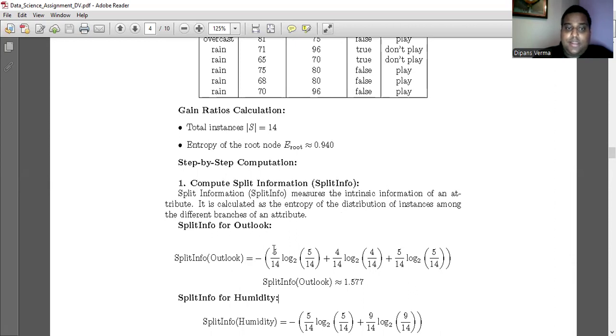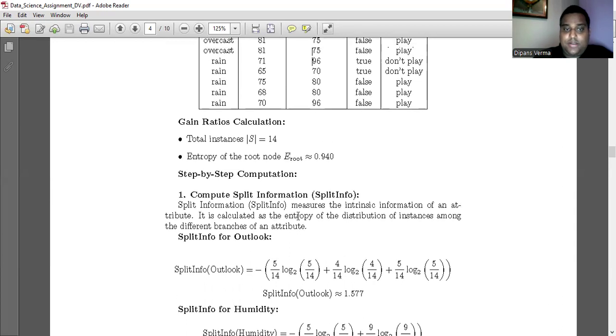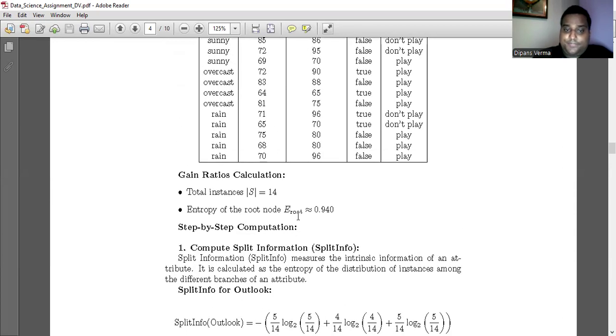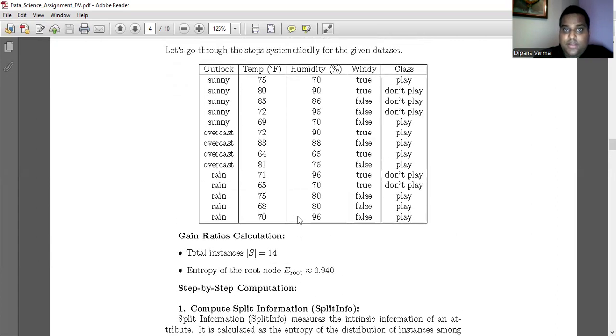In split information, you have to be very careful. In the above scenario we were taking entropy, but here we are directly taking log base 2 of 5 by 14. That means we are considering the total instances here. Here we are not interested in play or don't play. We are taking the whole value, because 4 is the number of instances in the scenario. You can check it in split information for Sunny. You can see how many scenarios there are: play, don't play, don't play, don't play, play, right?